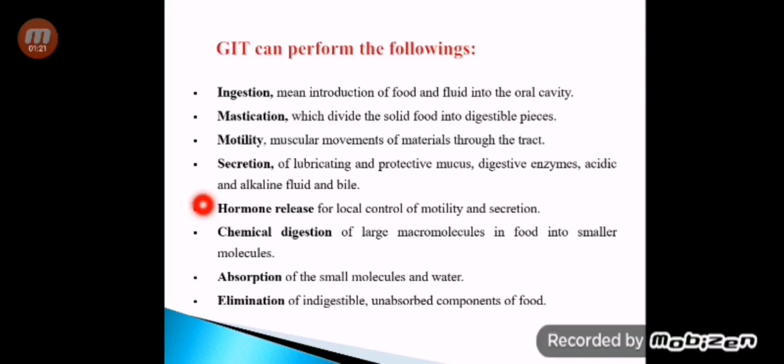And hormonal release for local control of GIT motility and gland secretion. And then chemical digestion of large macromolecules present in food into smaller molecules, and then absorption of these small molecules and water, and lastly elimination of the indigestible and unabsorbed components of the food to the outside.